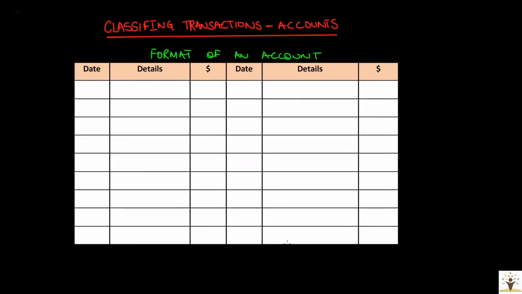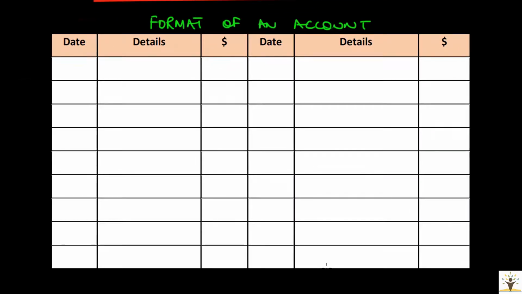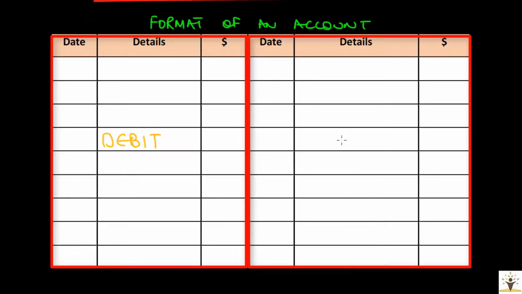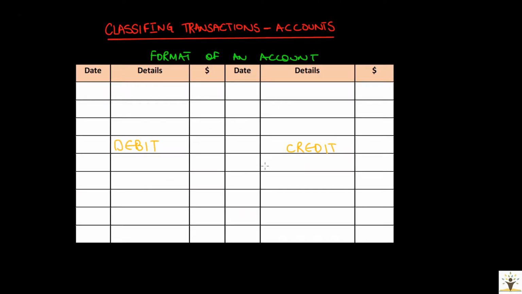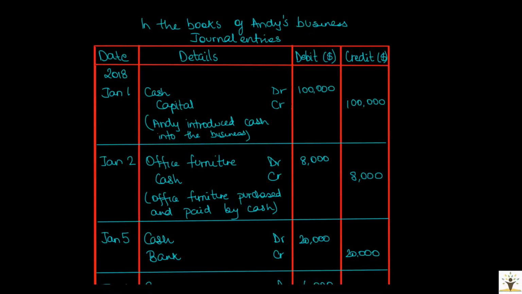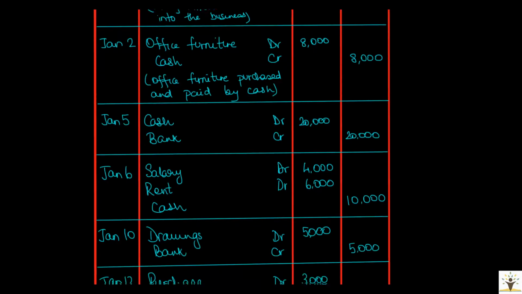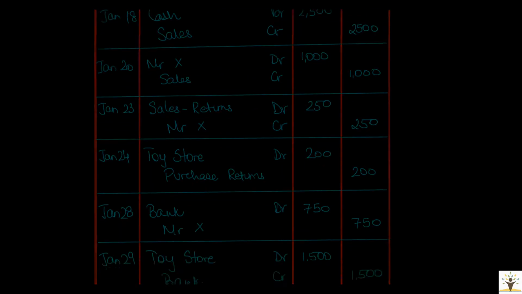In one of the previous videos, we've already seen the format of an account. So this is the center or the dividing line of an account. To the left, we have the debit side, and to the right is the credit side of the account. So in a journal entry, when an account is debited, the entry will be posted to the debit side of the account. And when an account is credited in the entry, it will be posted to the credit side of this account. So let us start making ledger accounts for the journal entries recorded in the previous video. So we will now classify all these transactions into various accounts and see how accounts are prepared.